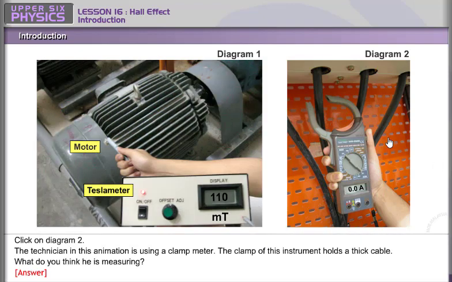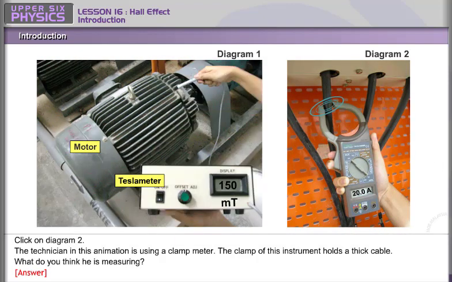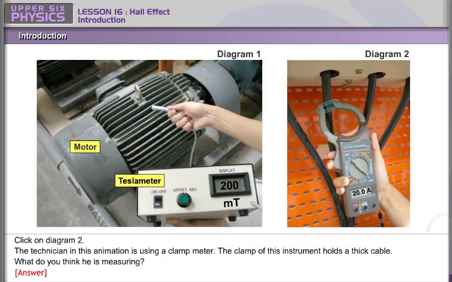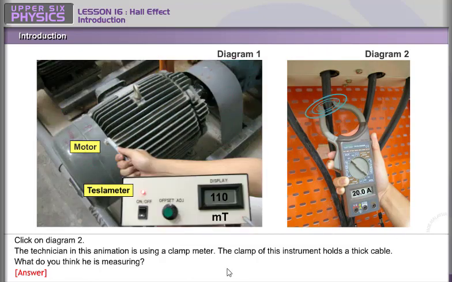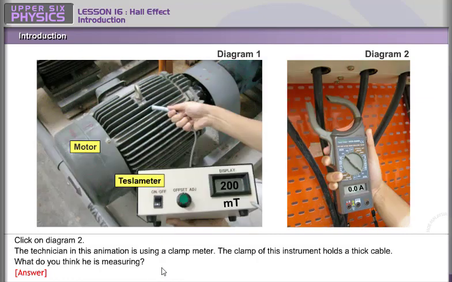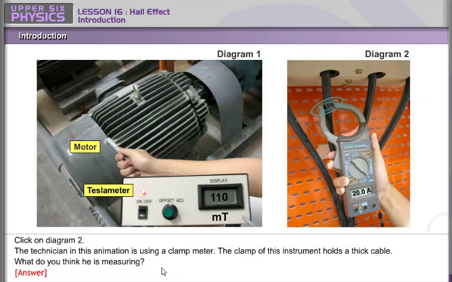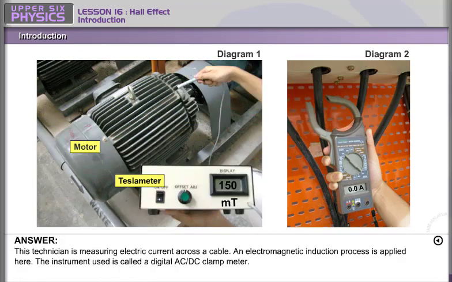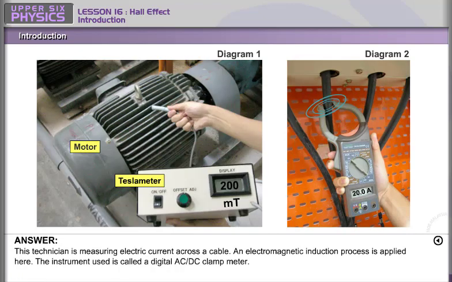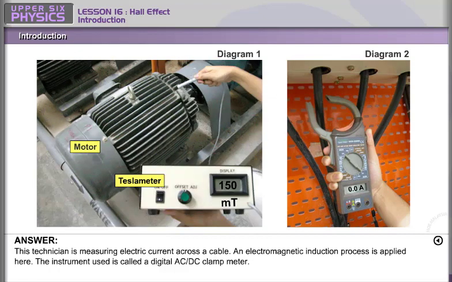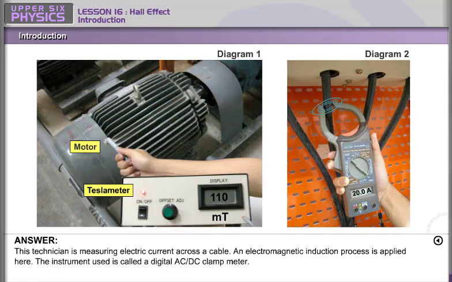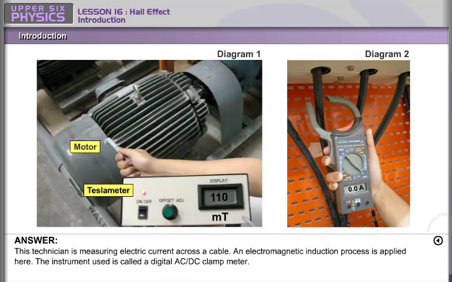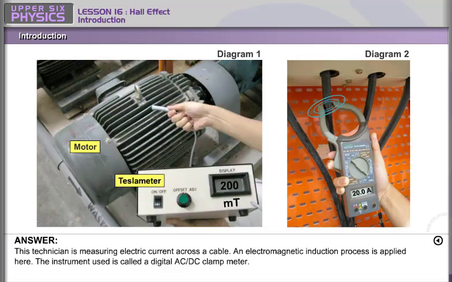Click on diagram 2. The technician in this animation is using a clamp meter. The clamp of this instrument holds a thick cable. What do you think he is measuring? This technician is measuring electric current across a cable. An electromagnetic induction process is applied here. The instrument used is called a digital AC-DC clamp meter.